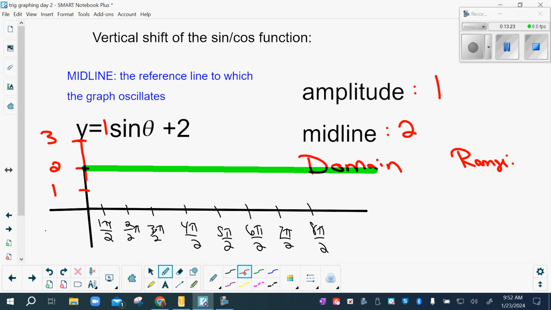Sine starts at 0, but I've moved 0 up. So sine will start right there. Does that make sense? And now he's going to go up 1 off the midline, then back to the midline, then 1 below the midline, then back to the midline, then 1 above the midline, then back to the midline, 1 below the midline, and then back to the midline. And then you get to make the noise. Woo! Go for it. Best part.